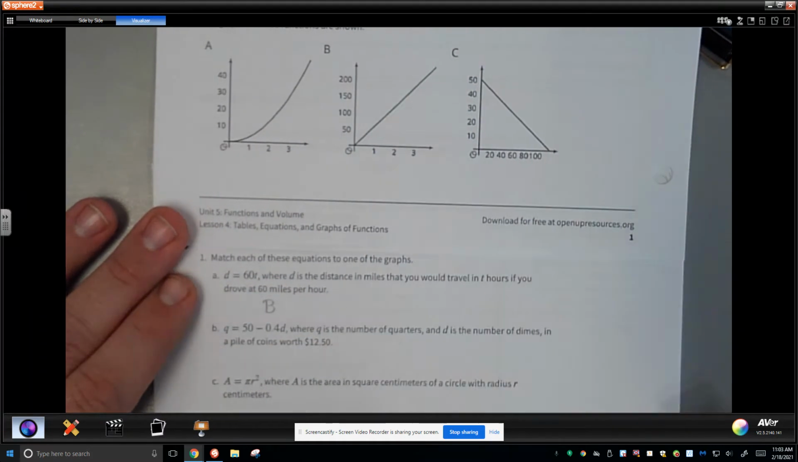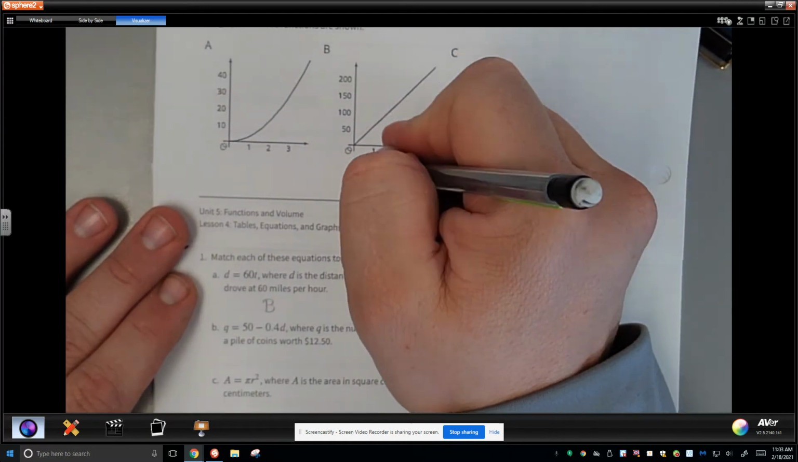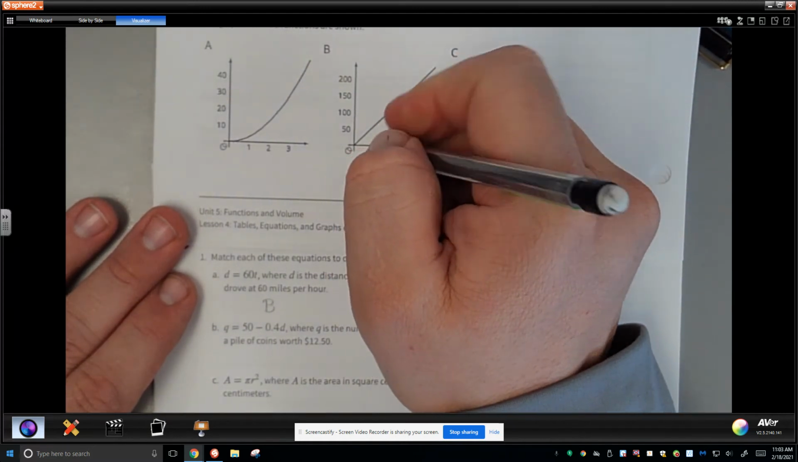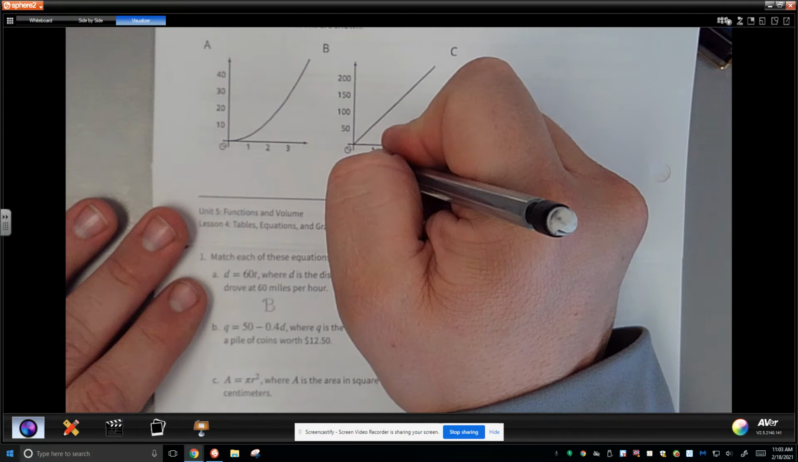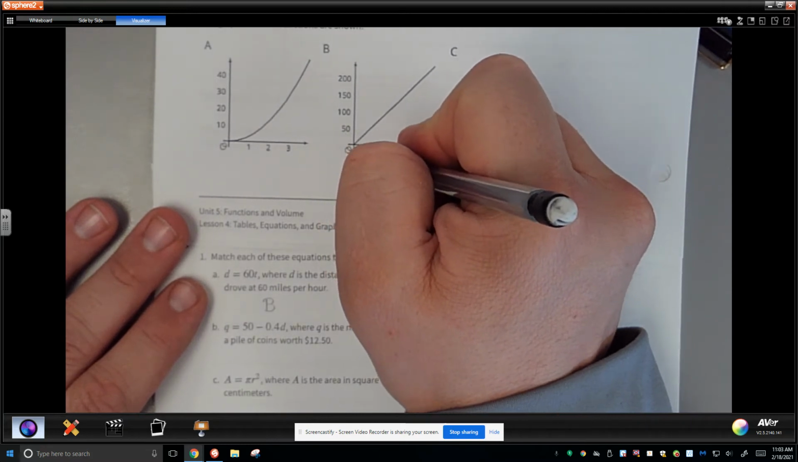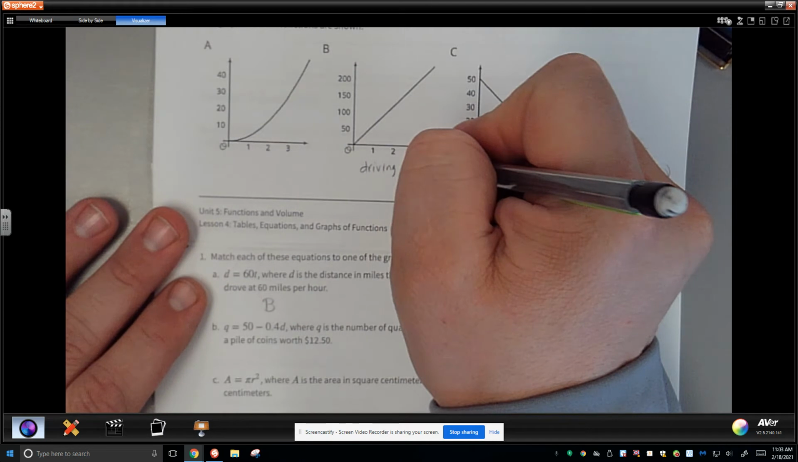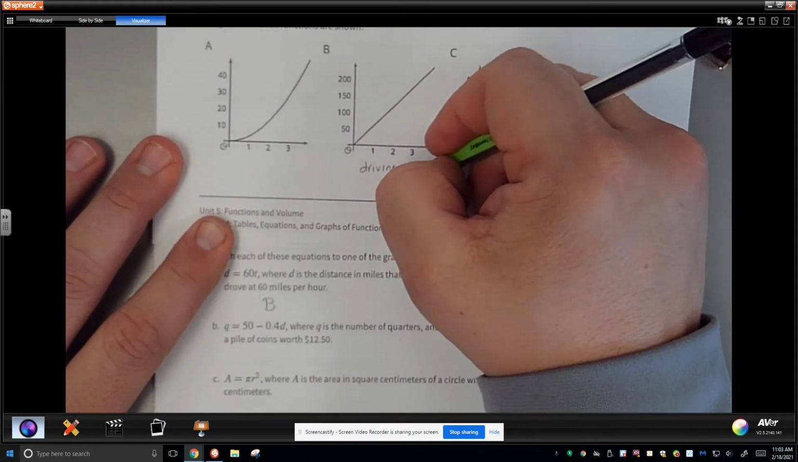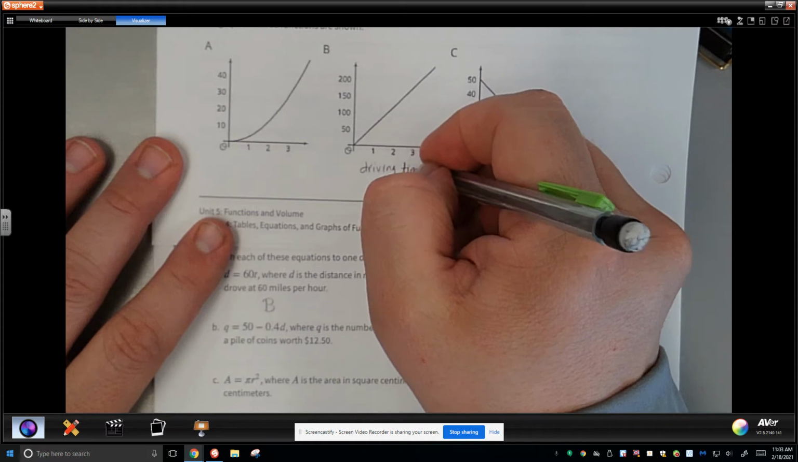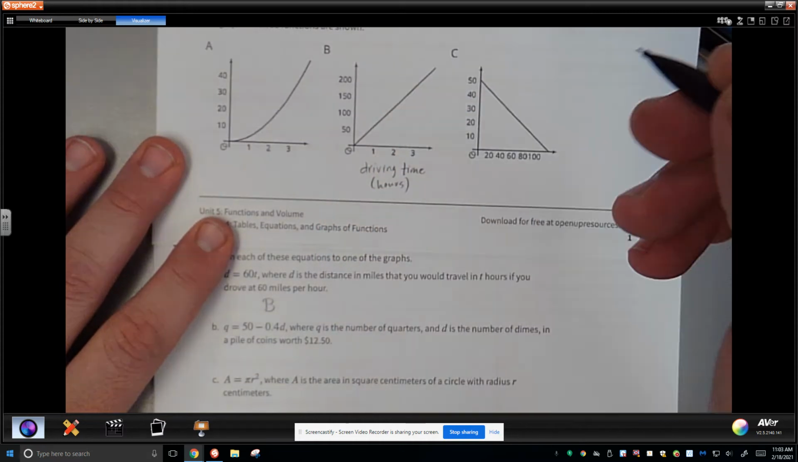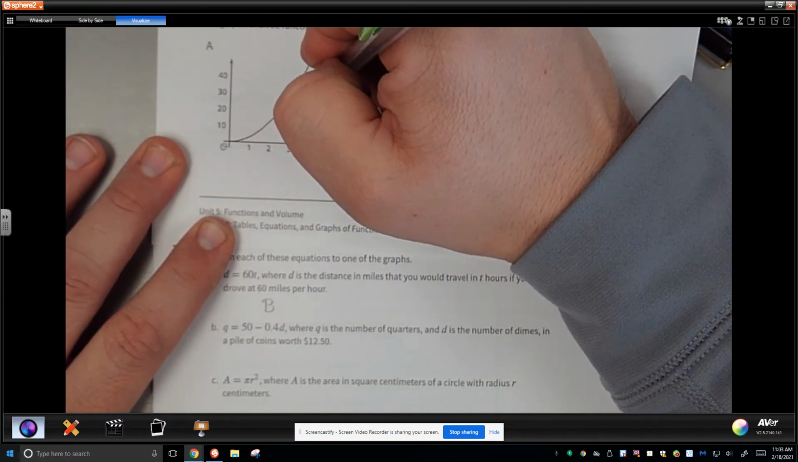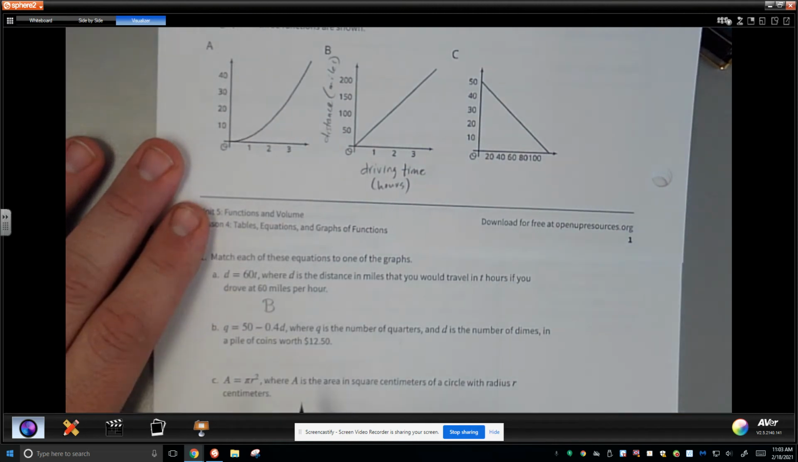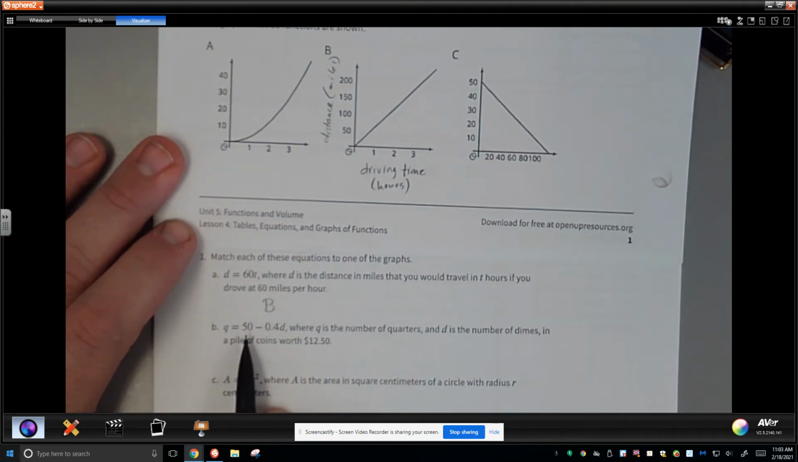And when I look at that graph of B, I'm supposed to a little bit later label the axes. So I'm going to go ahead and label these right now. This is going to be distance in miles that you would travel in t hours. So I'm just going to say driving hours, or driving time. Should just say time. And this is in hours. And then this is my distance in miles.